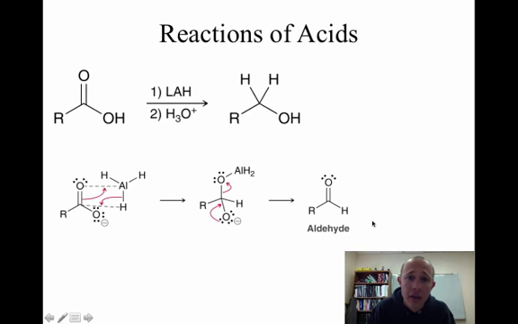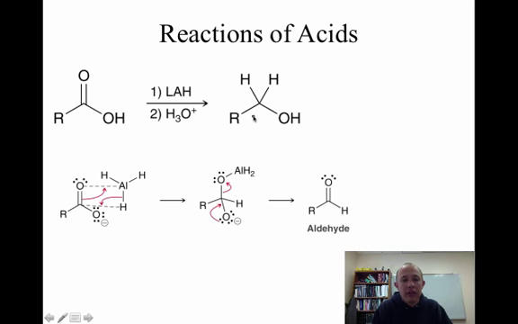There's only one reaction of carboxylic acids that we're going to worry about in this video, and that's reduction. You need a really strong reducing agent to reduce carboxylic acids. You need lithium aluminum hydride. You cannot use sodium borohydride, it's too weak, but lithium aluminum hydride will replace this carbon-oxygen double bond with 2 carbon-hydrogen bonds.